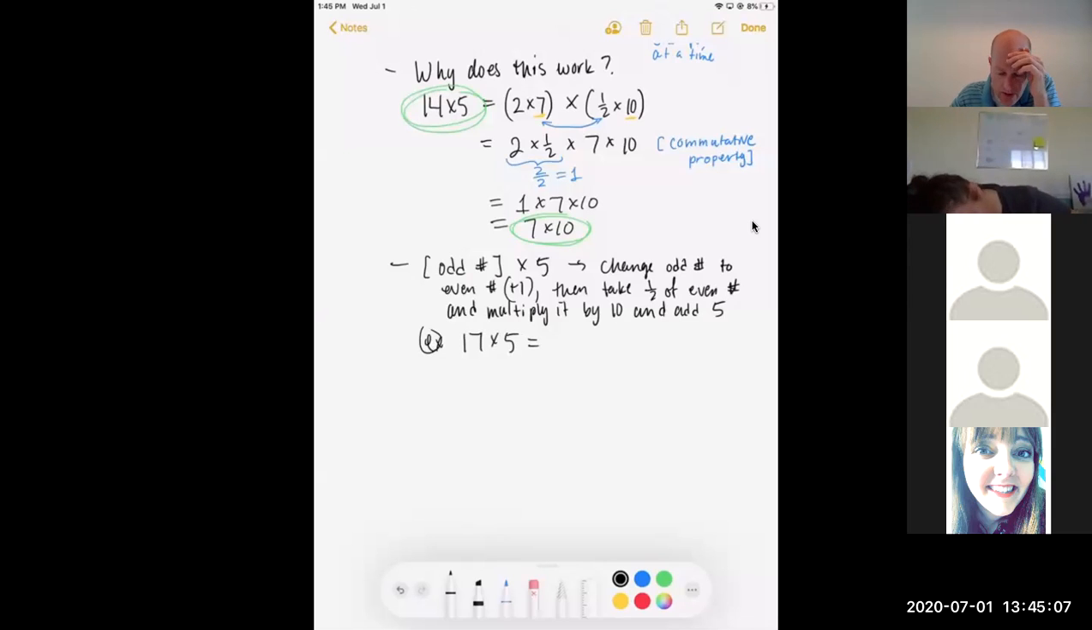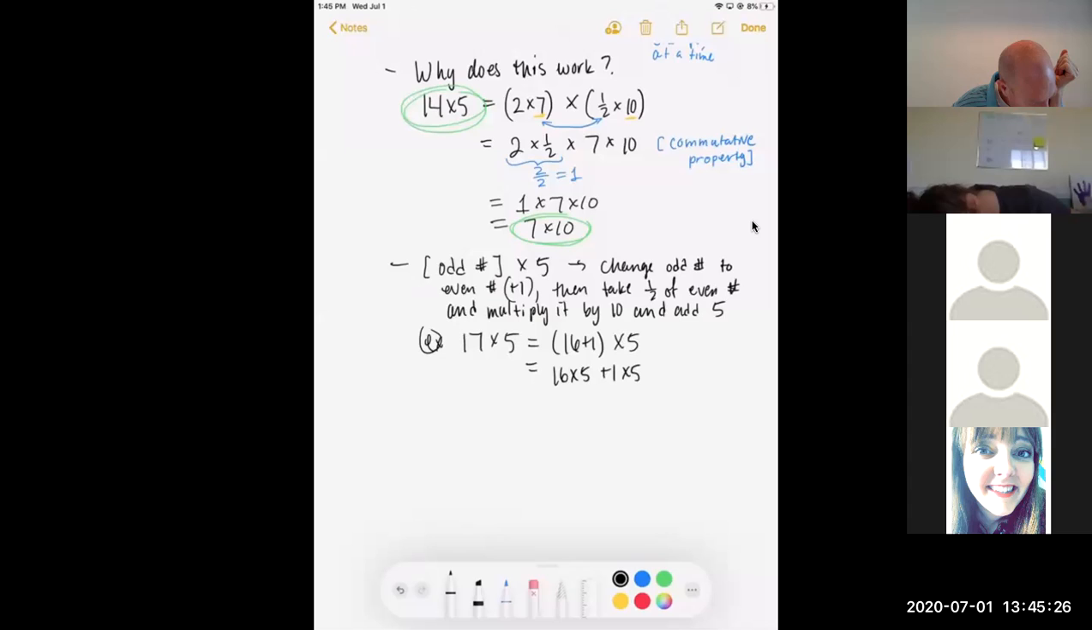Now I'm going to try and model this with step-by-step equations, even though I'm doing it in my head. I'm taking my 17 and I'm making it into 16 plus 1. And I'm going to still keep the times 5. Now I'm going to do 16 times 5 plus 1 times 5.